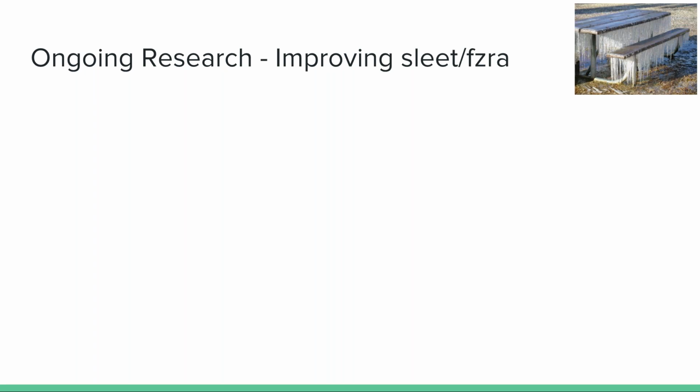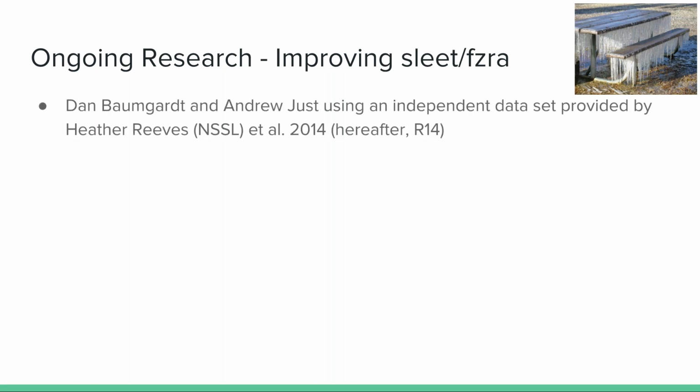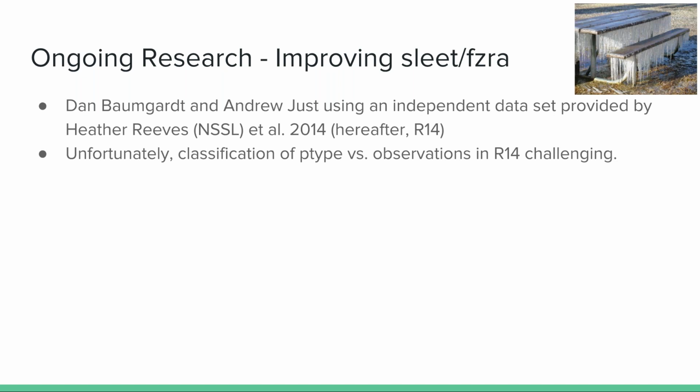Different topic here on research with sleet and freezing rain. Dan Baumgar and myself here at La Crosse, we've been using an independent data set provided by Heather Reeves out of NSSL. She released a paper on precipitation type, and we're just going to hereafter call it R14.